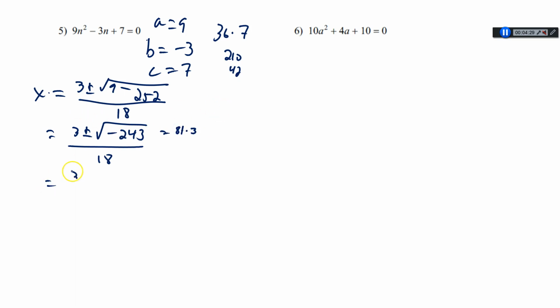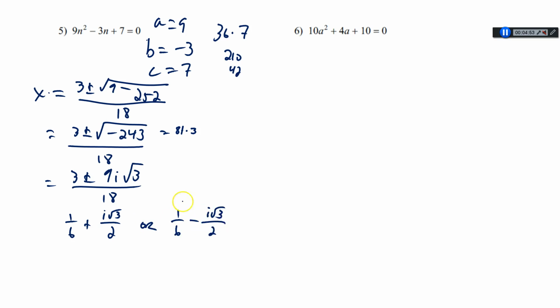Okay, so we have 3 plus or minus square root of 81 is 9. So we have 9i because of the negative, square root of 3 over 18. Now we can do some simplifying. 3/18, that's 1/6, plus 1/2, so it'd be i root 3 over 2, because 9/18 is 1/2. Or 1/6 minus i root 3 over 2. There we go. Cool. All right, so got our odd numbers there with the quadratic formula.